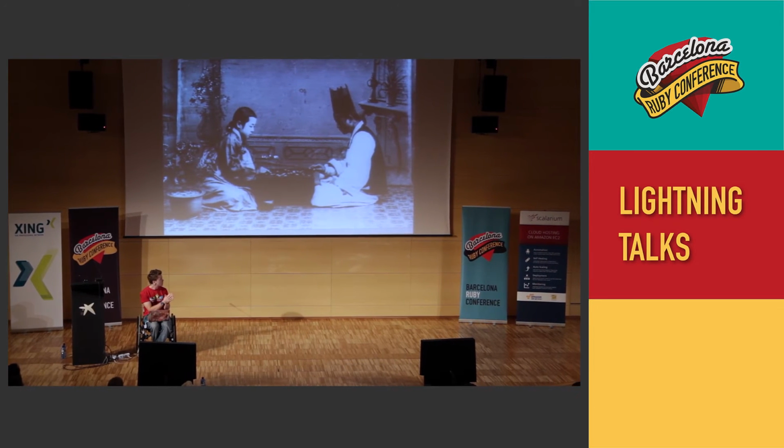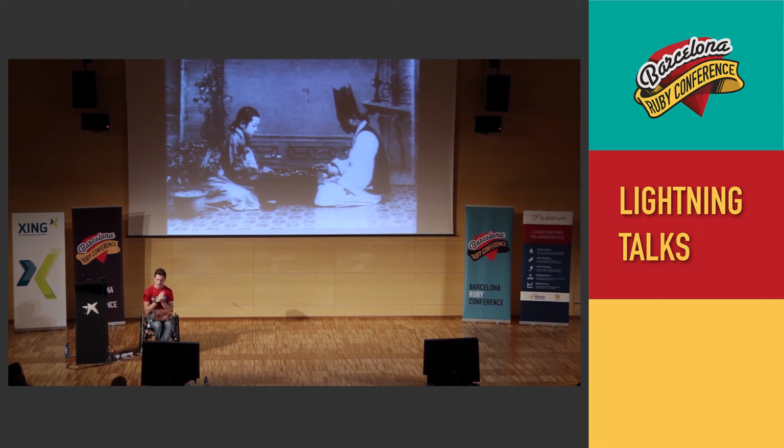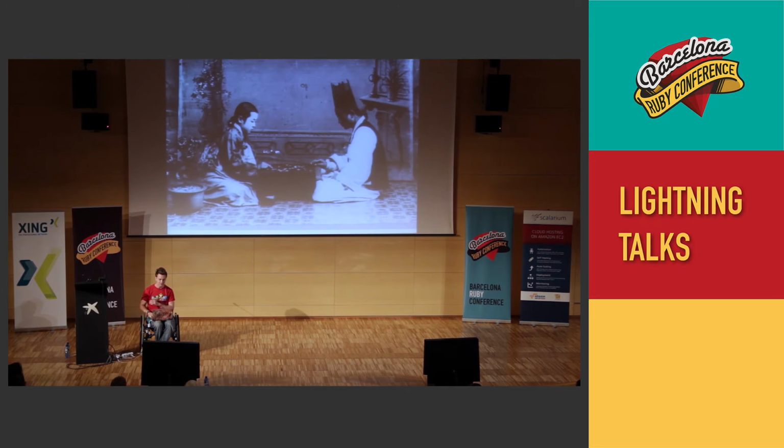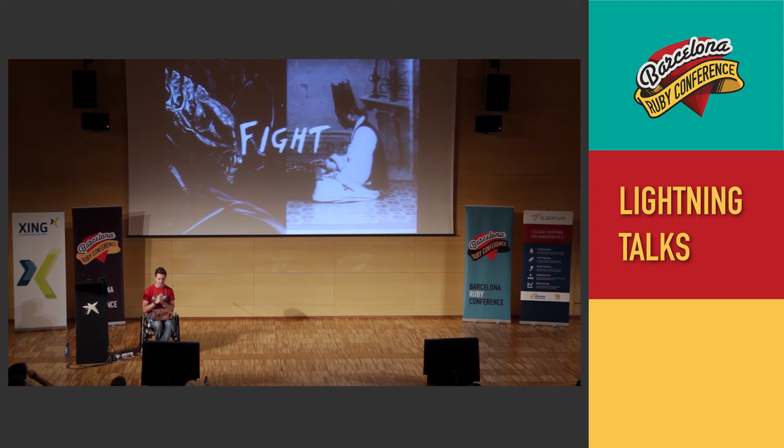So this game, Go, was played by the royal families going back about 4,000 years now. It was used to teach the young shoguns coming up about war. There's a great quote by a famous chess grandmaster: if there are sentient beings on other planets, then they play Go. Which I think is kind of cool, kind of old man versus alien.